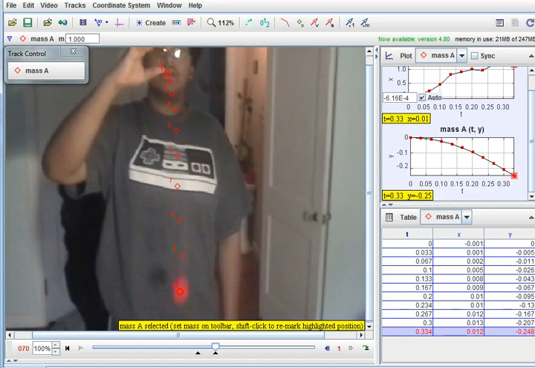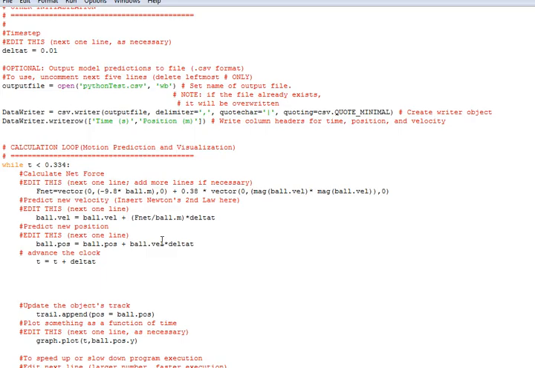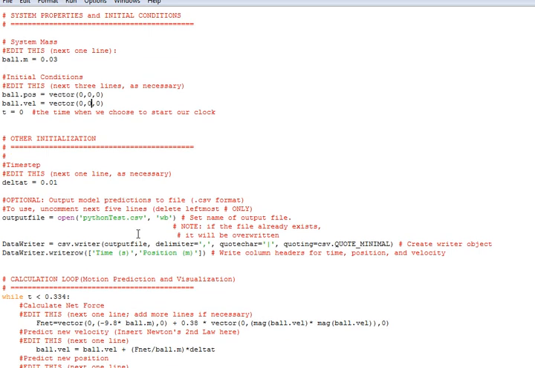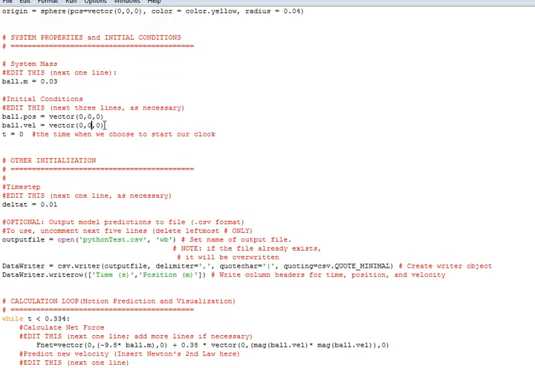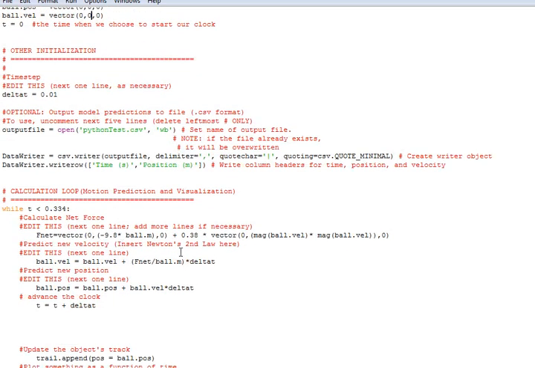Now, let's look at our program. Ball.vel is set to 0, a vector with 3 coordinates equaling 0 because v initial is 0. Fnet is set to a vector with y component equaling negative 9.8 times ball.m, which is the force of gravity.